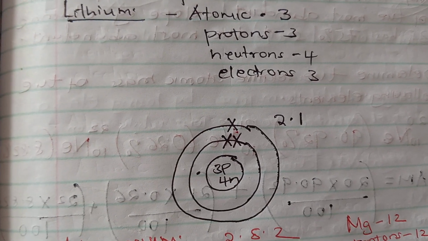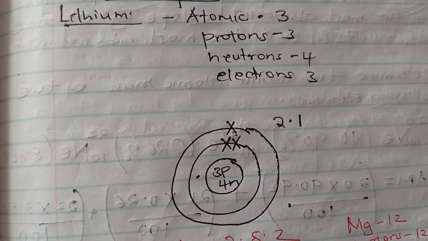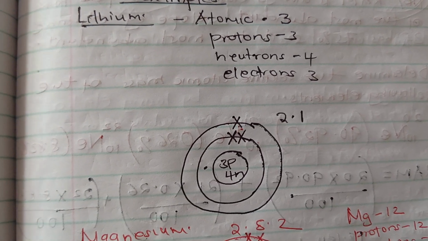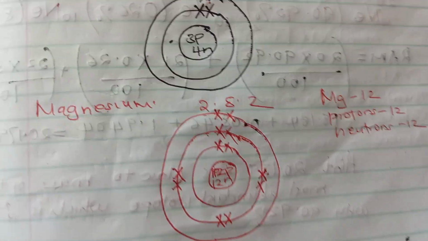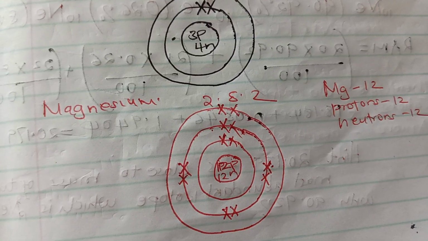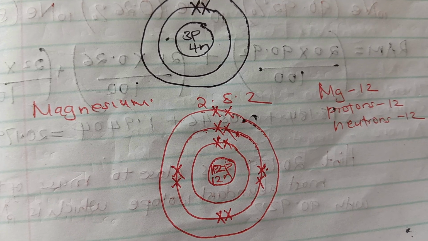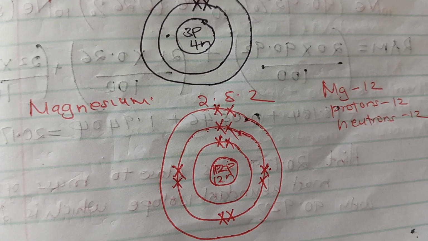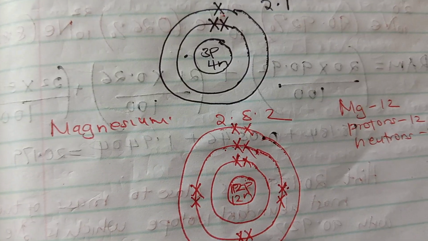So you draw the protons and neutrons inside the nucleus, and then you draw the first two electrons on the first energy level and the one remaining electron on the second energy level. Magnesium, the same. Magnesium has 12 protons and 12 neutrons. It is atomic number 12 and has a mass number of 24. That's how you know the neutrons are 12, because 24 minus 12 gives 12. So the first energy level will hold 2 electrons, the second energy level will hold 8, and the third energy level will hold the remaining 2 electrons.